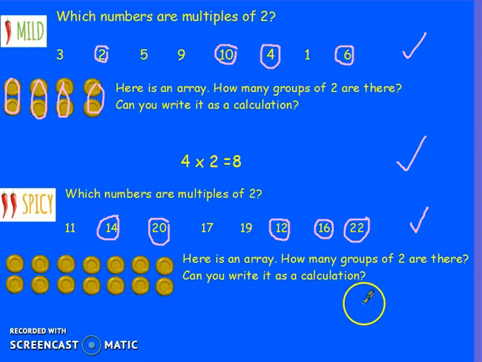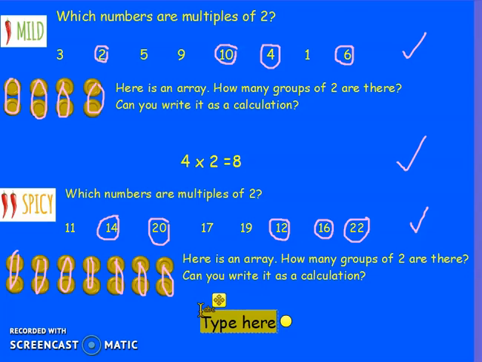Let's have a look at the array. How many groups of 2 are there? Count them with me. 1 group, 2 groups, 3 groups, 4 groups, 5, 6 groups, 7 groups. What's the array showing us? Well, we know we've got 7 groups of 2.